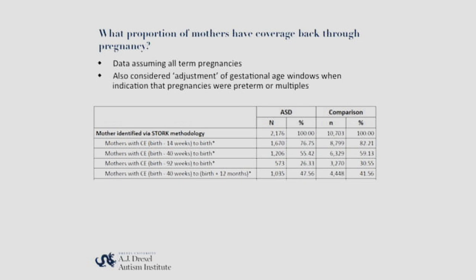If we look for moms where we had coverage throughout the entire pregnancy, that's the next row, 40 weeks back, it's a little over half. And then if we want to go back to the preconception period, we get down to 25%, just 573 ASD cases with coverage for the mom going all the way back into the preconception period. And if we want to look at the period of pregnancy to 12 months postnatally, 1,000 moms, or about half. So once you start digging down and you need to make that match and you need to have coverage in the mom over the relevant etiologic window, the effective sample size is reduced fairly dramatically.